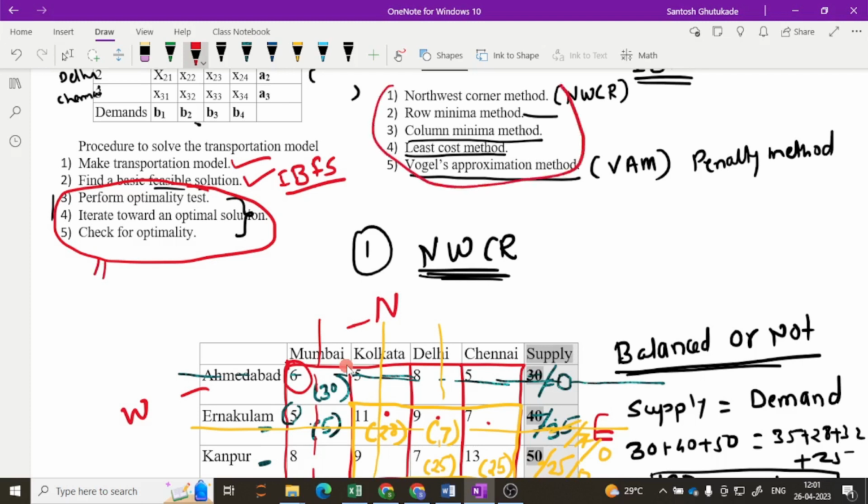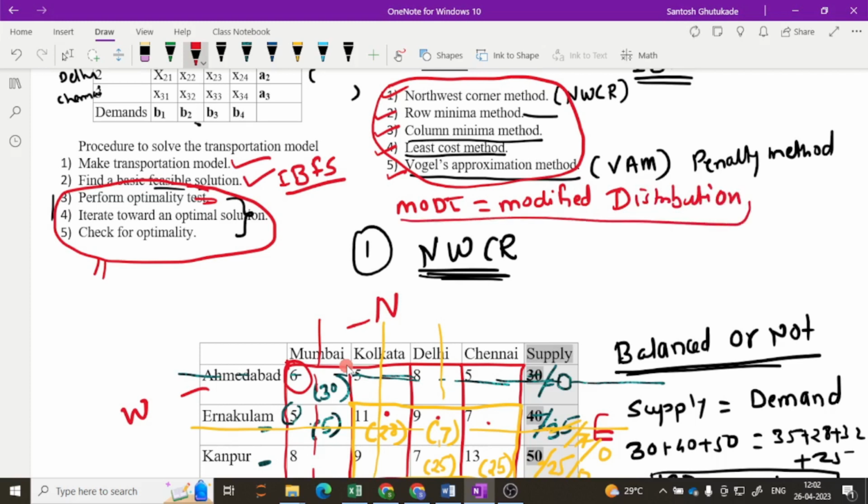So in today's lecture we have covered the northwest corner method. In the next lecture we will cover row minima, column minima and least cost. Then we will cover the Vogel approximation, and then we will go for the optimality test. That is the MODI method, or modified distribution method, used for the optimality test. Okay, so today we will stop here, and in the next lecture we will see row minima, column minima and least cost method. Thank you.